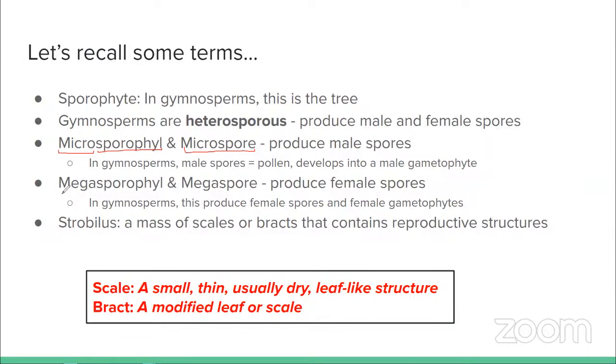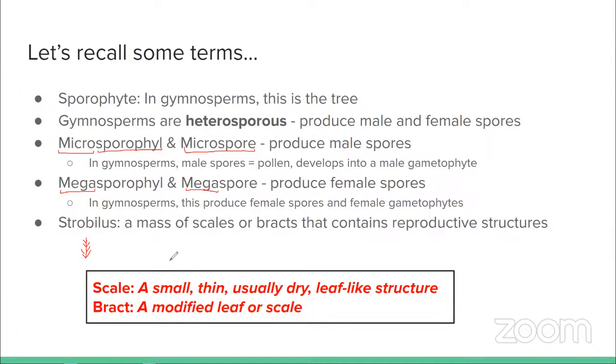Our megasporophylls, mega is larger, so the larger structures are going to be female spores and female spore-bearing leaves. Those led to female gametophytes when we were looking at our ferns, essentially. And then our strobilus was that cone-like structure, and now we're going to be thinking about pine cones, so actual cones.